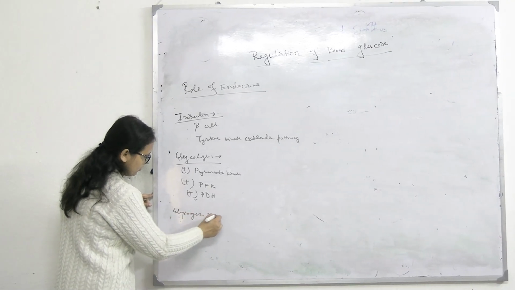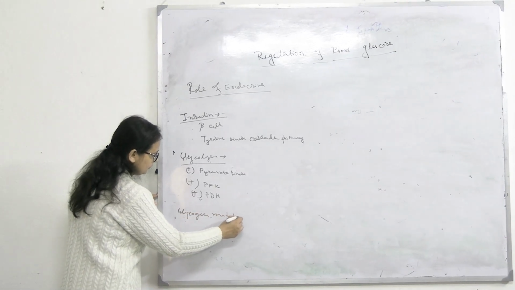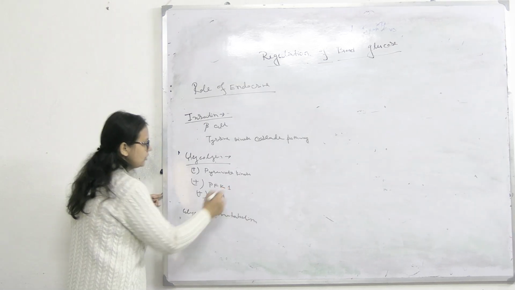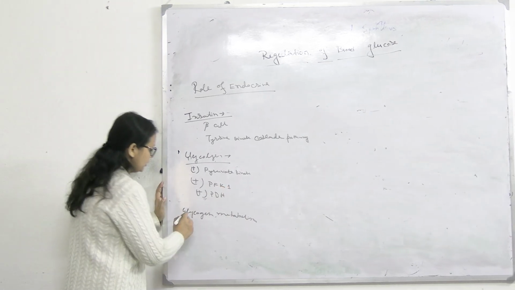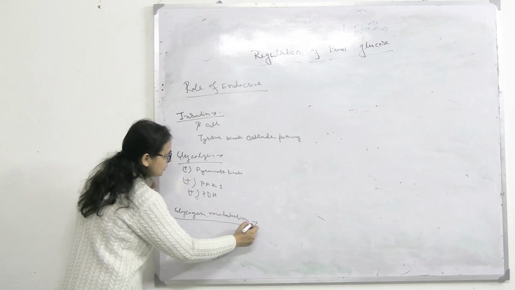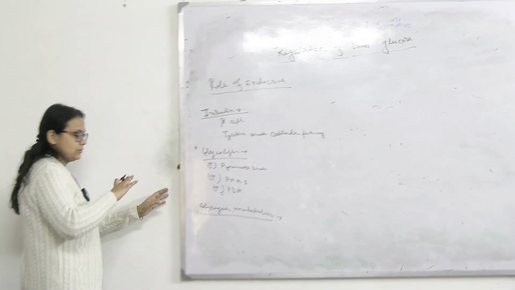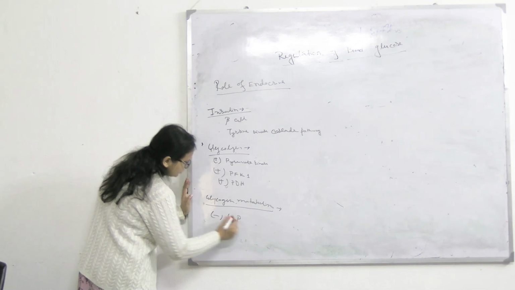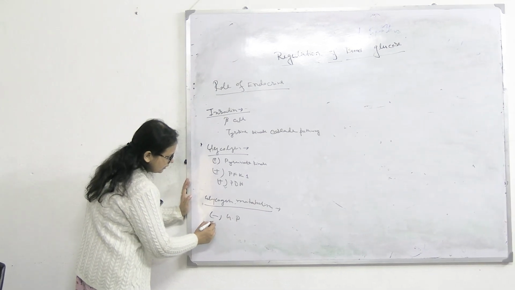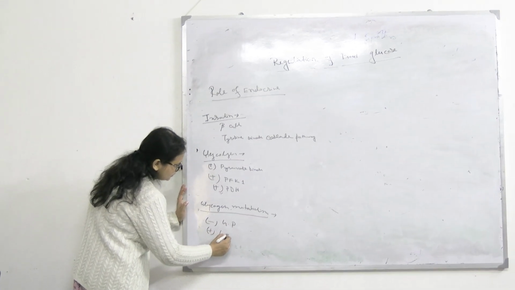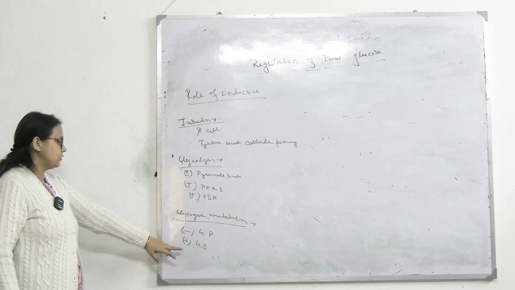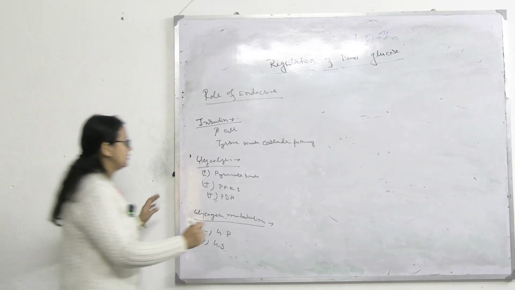Now coming to glycogen metabolism. PFK1 is for glycolysis. In glycogen metabolism, insulin acts opposite to the action of glucagon. That means it will inhibit glycogen phosphorylase and activate glycogen synthase. Opposite to glucagon, okay? Inhibit glycogen phosphorylase and activate glycogen synthase.